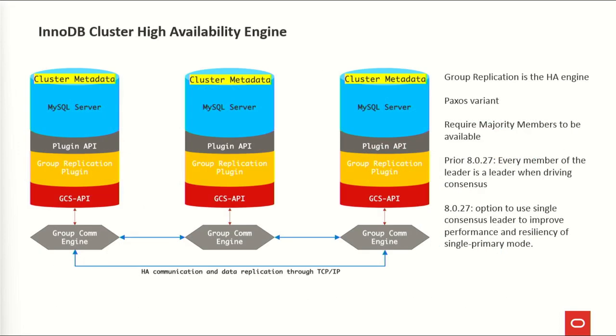So this is the InnoDB cluster architecture, basically. It depends on the group replication plugin as the high availability framework. It is based on Paxos variants and requires a majority of members to be available. If you shut down two servers normally, the cluster will still survive, because the cluster knows what happened to the two servers you shut down.